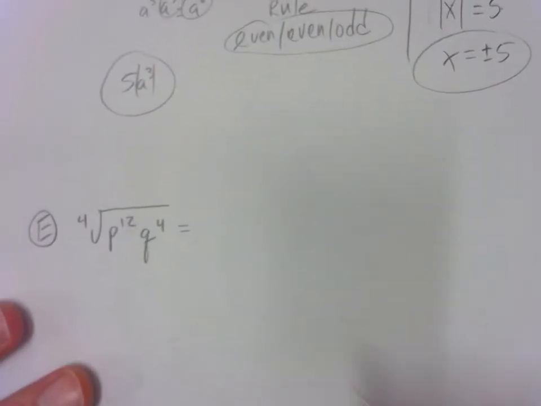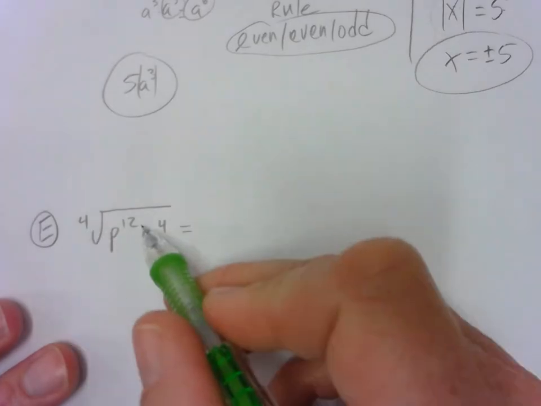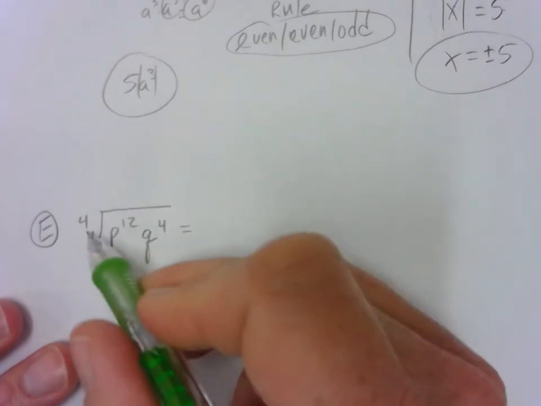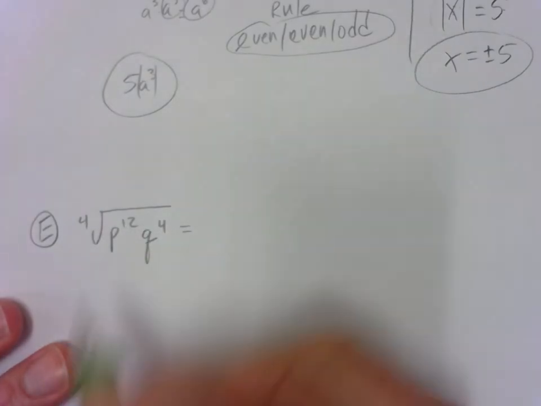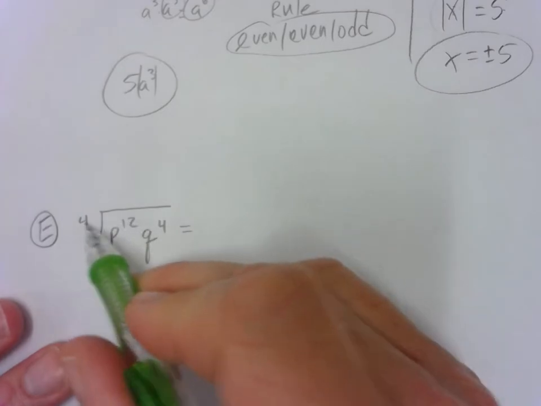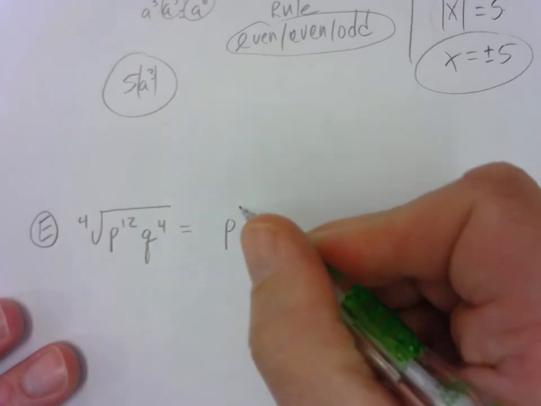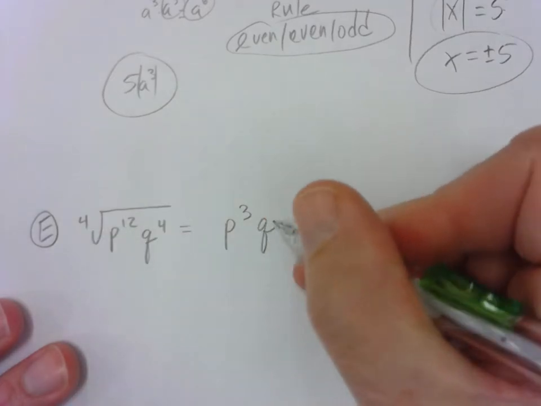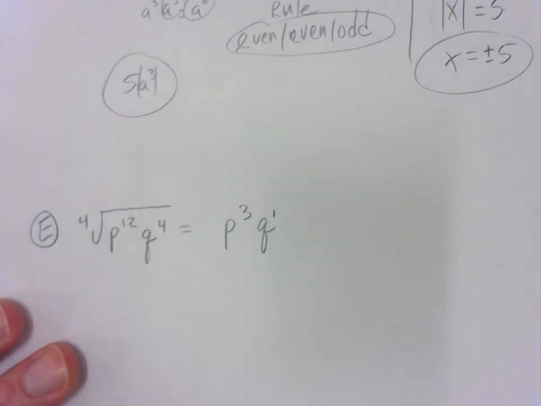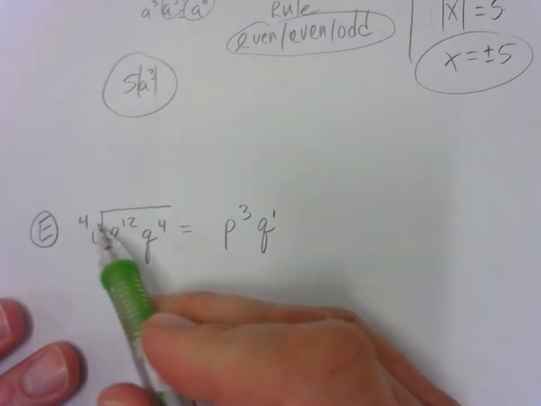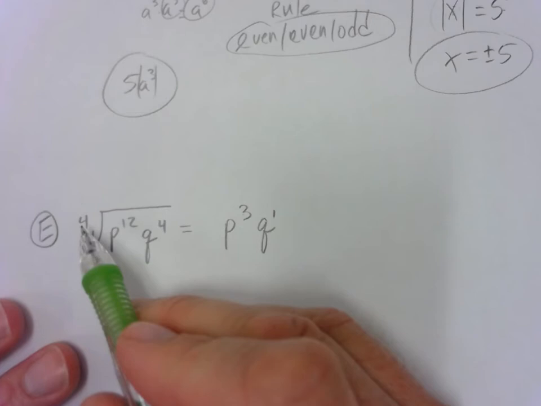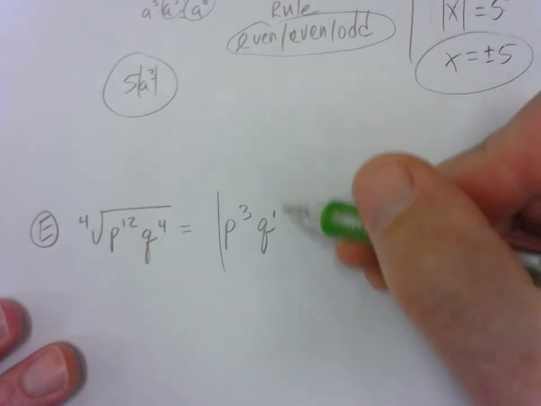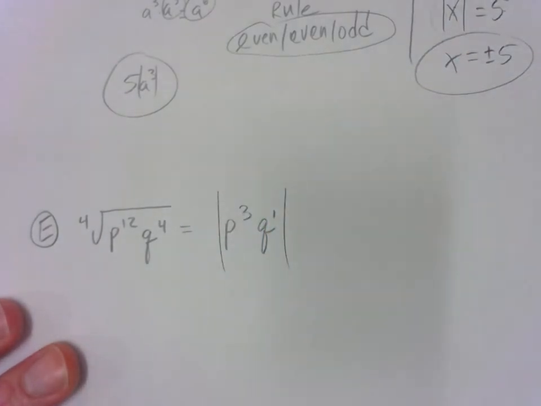So here we go. So this is p to the 12th, q to the 4th with a 4th root. So 12 divided by 4 is 3, so it's p to the 3rd. And 4 divided by 4 is 1. So you can put a 1 there or not put a 1 there. So does it follow the even, odd rule? Even, odd, yes. Even, odd, yes. So both of them fall inside the absolute value.